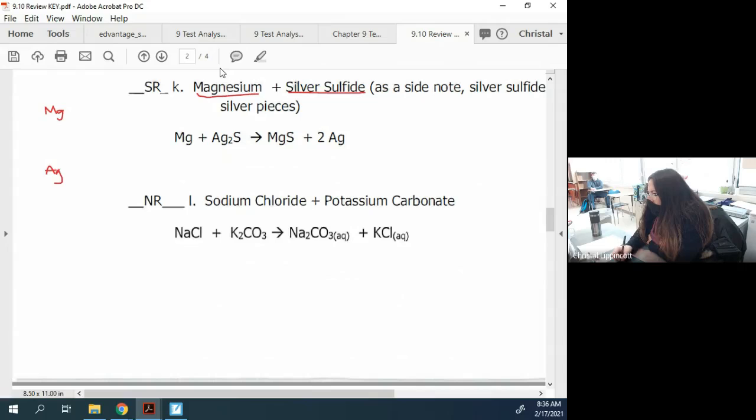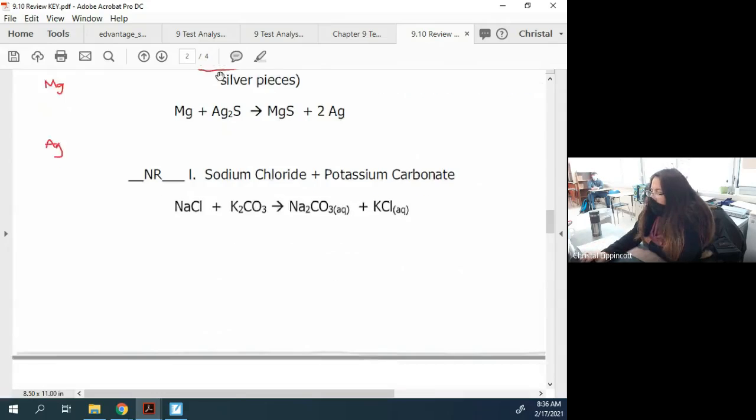I'm going to go back and look at my atoms for coefficients. I had 2 silver over here, so I needed 2 here. So I put a subscript 2 there. My magnesiums are balanced and my sulfurs are balanced, so that guy is done.